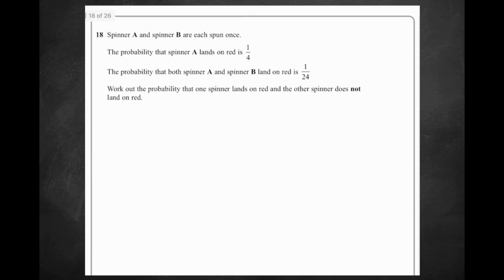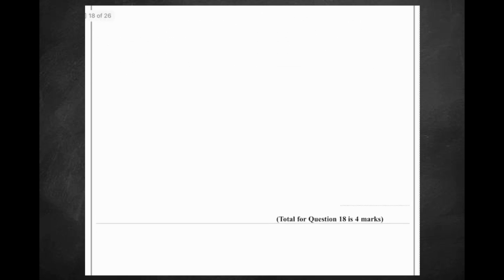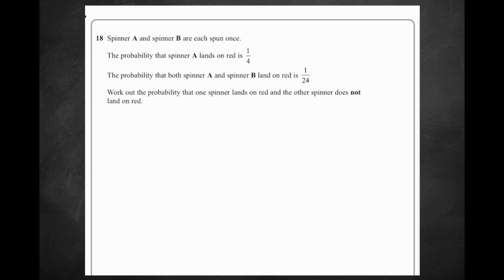Question 18. Spinner A and spinner B are each spun once. The probability that spinner A lands on red is 1 in 4. The probability that both spinner A and B land on red is 1 out of 24. Work out the probability that one spinner lands on red and the other does not land on red. 4-mark question.